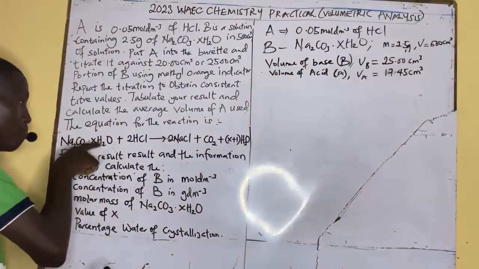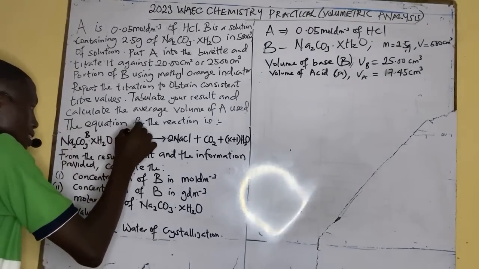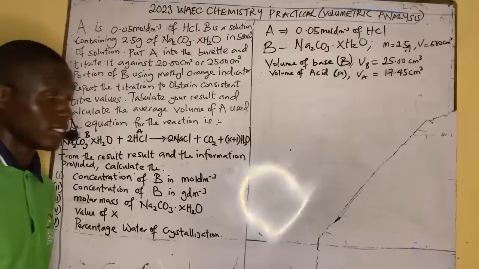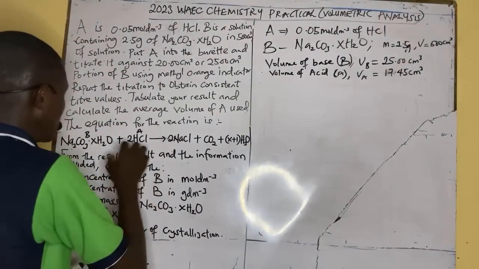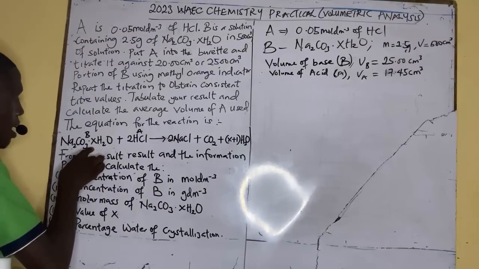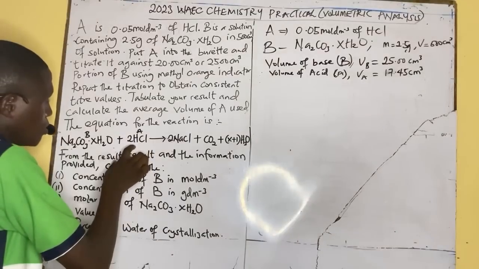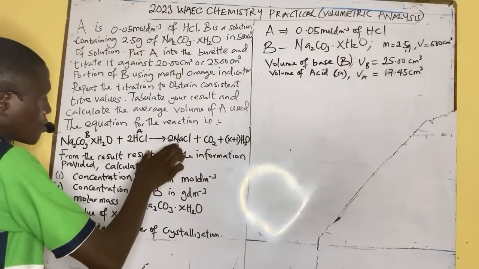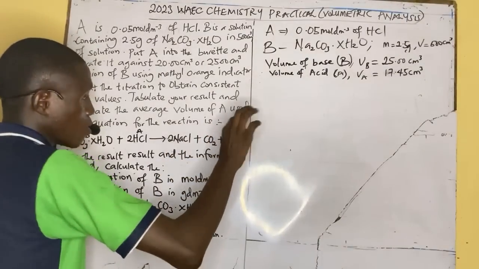So B is written first here, then we have A. It's very important. So this is B and this is A. Then sodium tetrahydroxo... hydrate plus HCl to give us sodium chloride plus carbon dioxide plus X plus 1 H2O.